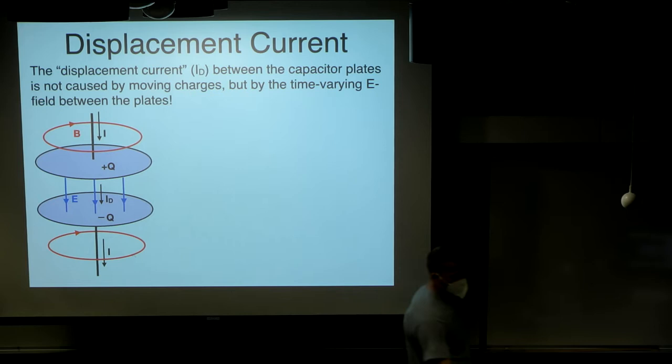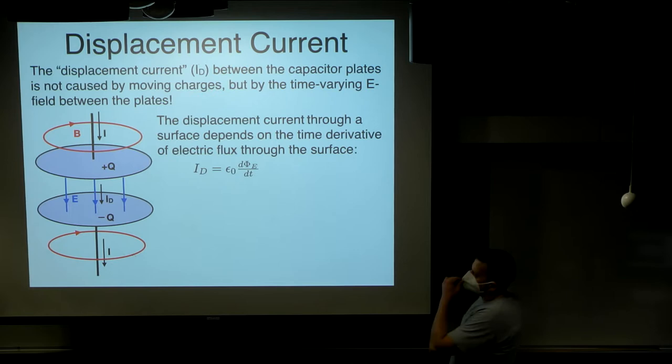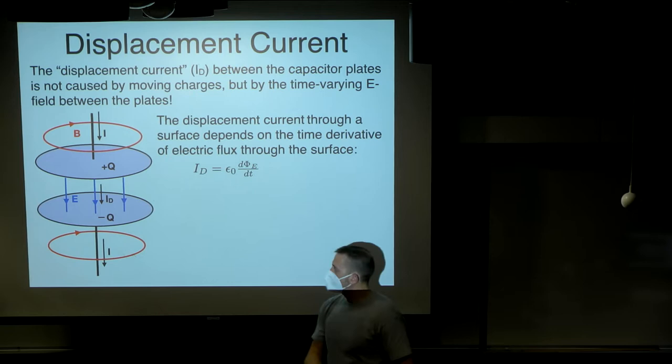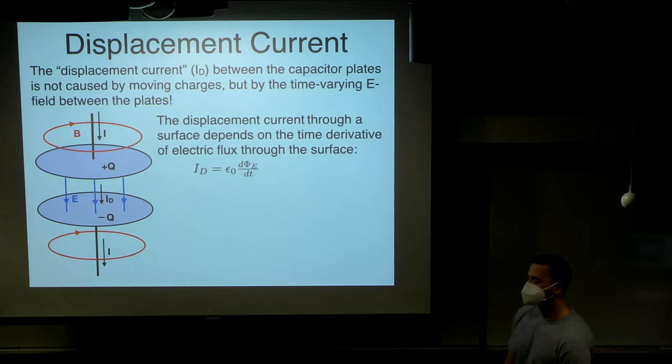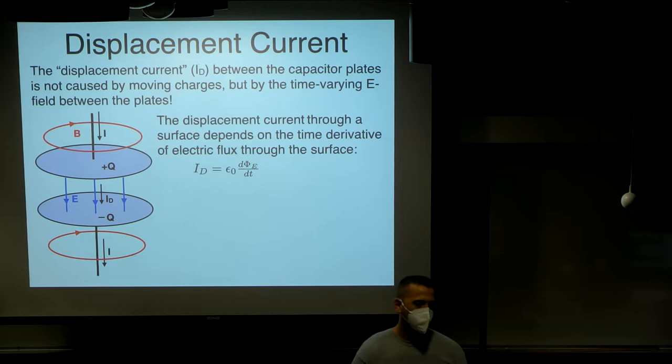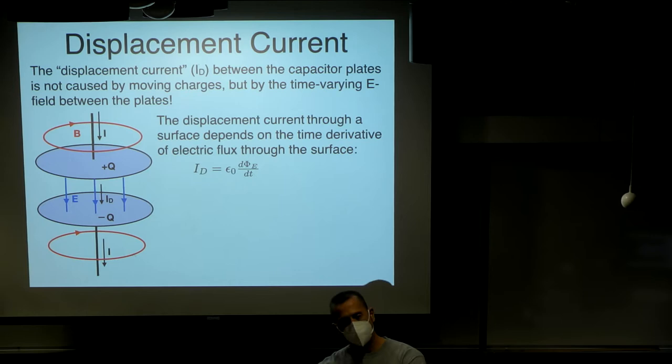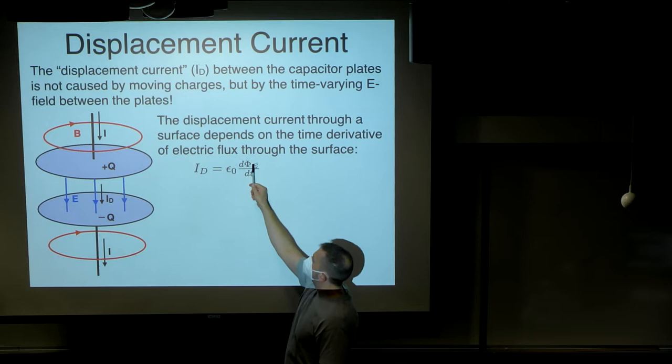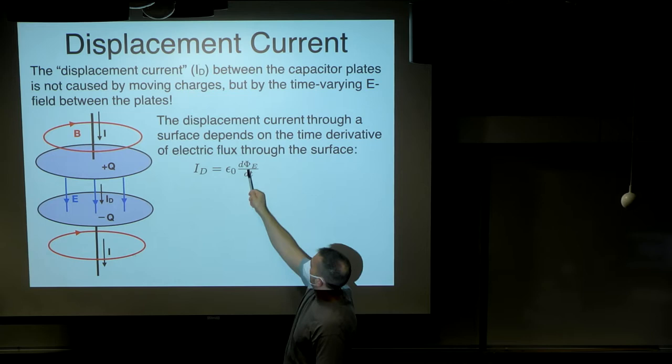So let me show you what the actual equation for displacement current is. It's basically this. The real precise definition is the displacement current through some type of surface is given by the time derivative of the electric flux through that surface. All right, so remember the definition of electric flux? It's kind of like magnetic flux, what we've been working with for a while. Electric flux is just how many E field lines are going through a surface at a given time, right? So we denote this with psi E, okay? So this equation says the displacement current is the derivative of my electric flux with respect to time.